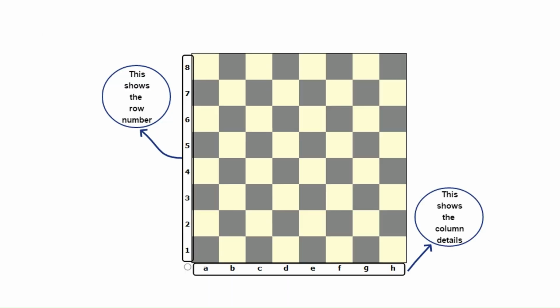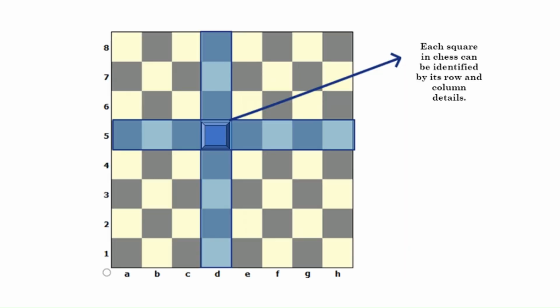Here, there are numbers mentioned on the left side of the chessboard, which ranges from 1 to 8. This shows the row number. And you can see alphabets from A to H in the bottom of the chessboard. This shows the details of the column. Each square in chess can be identified by its row and the column details.